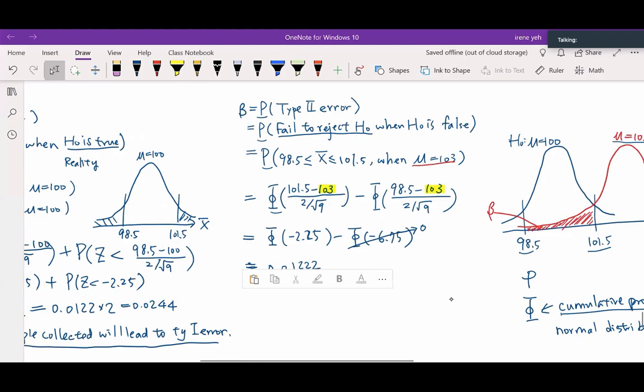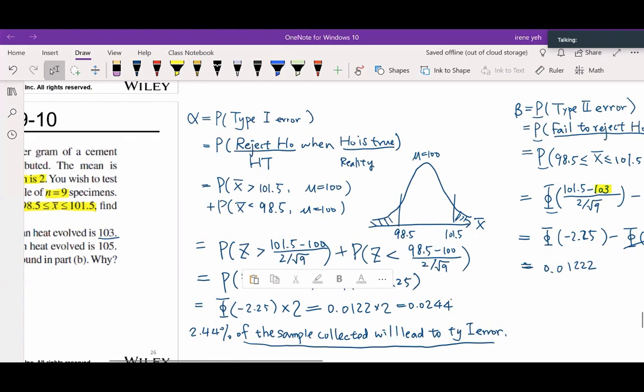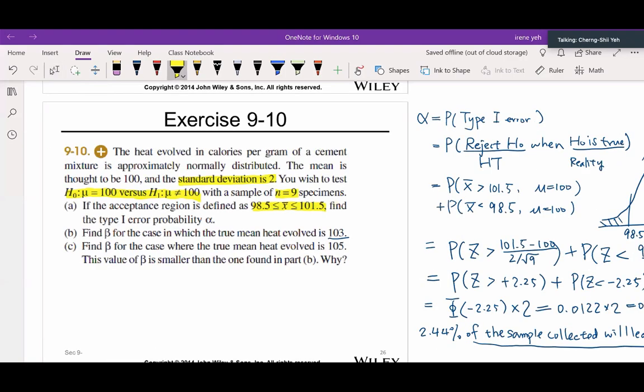Go to C. Question C, very similar. Find the beta, the probability of making a type 2 error for the case where the true population mean is 105. Okay, so B and C are exactly the same thing. The only difference is the location of the true population mean. Is this beta value smaller than the one found in B when the population mean is 103? Why? So I'm not going to calculate it.